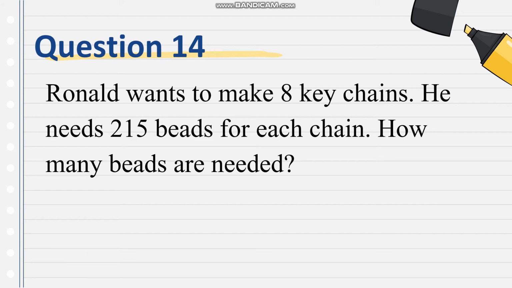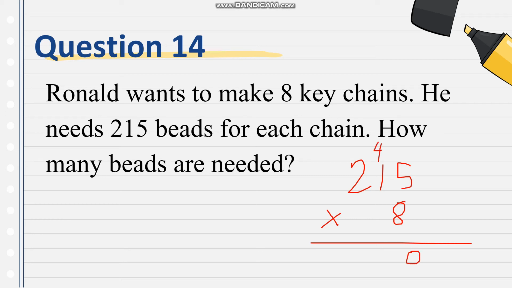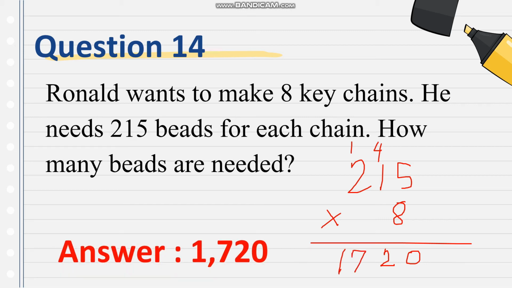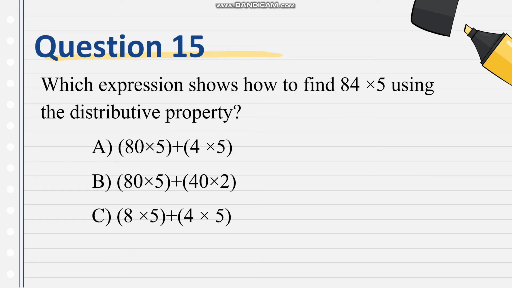Question 14. Ronald wants to make 8 keychains. He needs 215 beads for each chain. How many beads are needed? So we just simply multiply 215 multiplied by 8. So 8 multiplied by 5 is 40, so 0 regroup 4. 8 multiplied by 1 is 8 plus 4 is 12, regroup 1. 8 times 2 is 16 plus 1 is 17. So the answer is 1,720 beads.